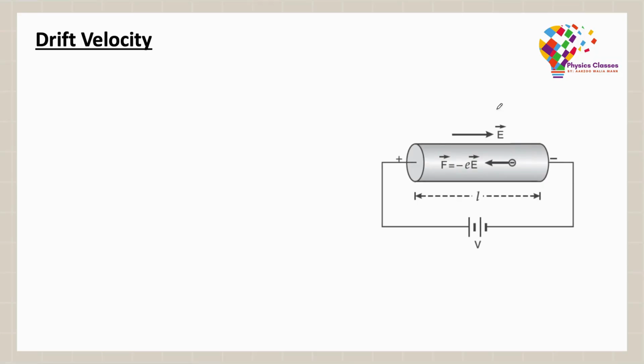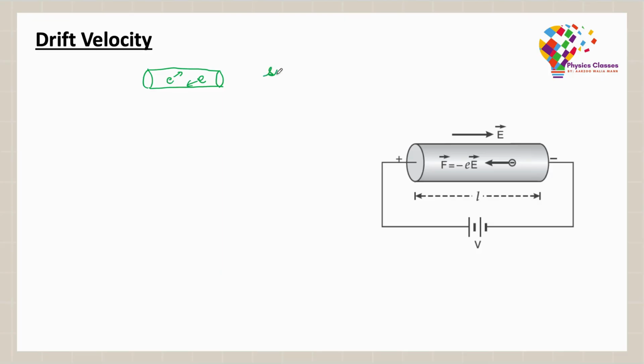What exactly is this drift velocity? We will try to understand that. So let's say I have a conductor, okay? Now inside a conductor, there would be free electrons which are randomly moving in all the directions. Maybe this electron is going here, this electron is going here. So all these electrons would be randomly moving in all the directions.